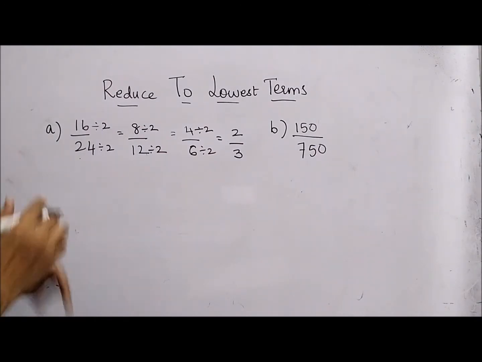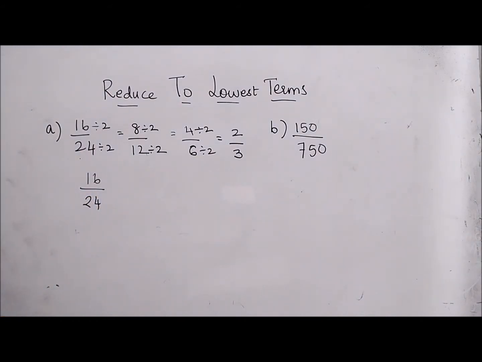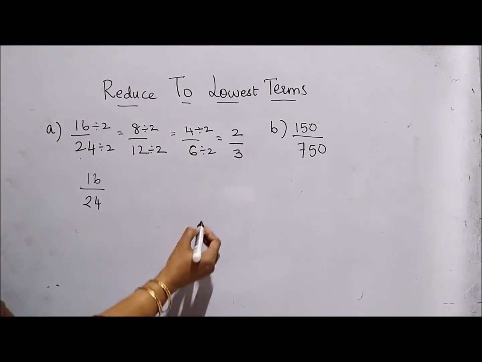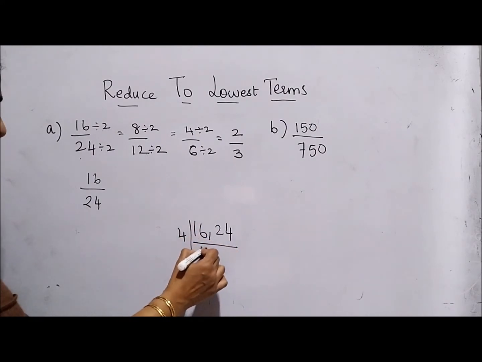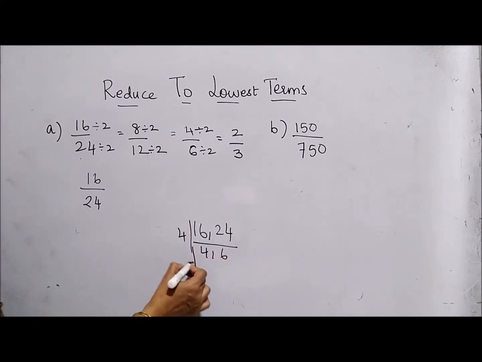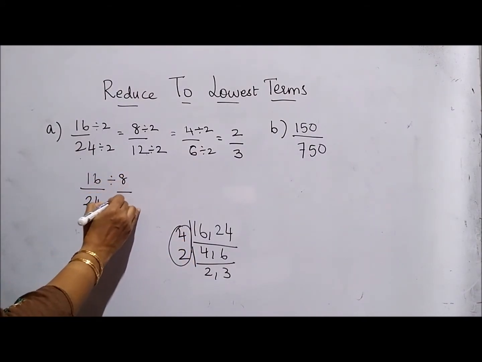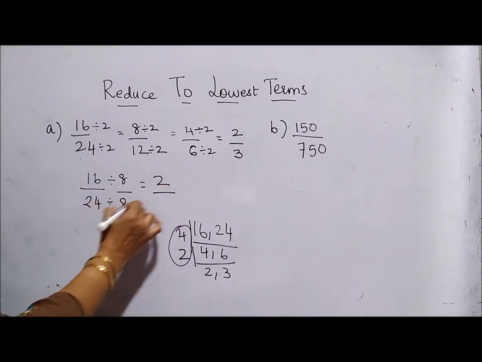In other words, I can also find the HCF of this number. Both numbers, how do you find HCF? 16, 24, 4 4s are 16, 4 6s are 24. Then 2 2s are 4, 2 3s are 6. Nothing common. So what is my HCF? 8. So directly divide by 8. So I will get 16 by 8 is 2, 24 by 8 is 3.